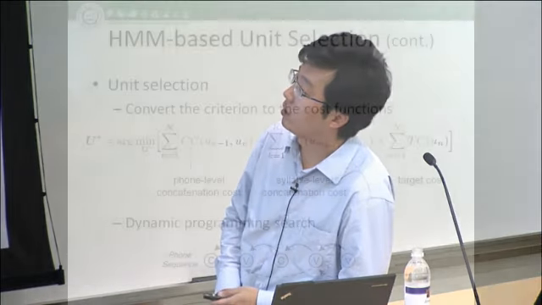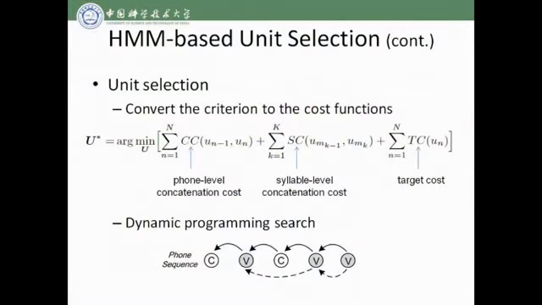So if we put these two parts together, our criterion is that we want to find a unit sequence which has high probability and low KL divergence in terms of the content information. So we can rewrite this formula into the conventional unit selection formulas, including a target cost, a phone level concatenation cost, and a syllable level concatenation cost. We can use a modified dynamic programming search to do the optimization.